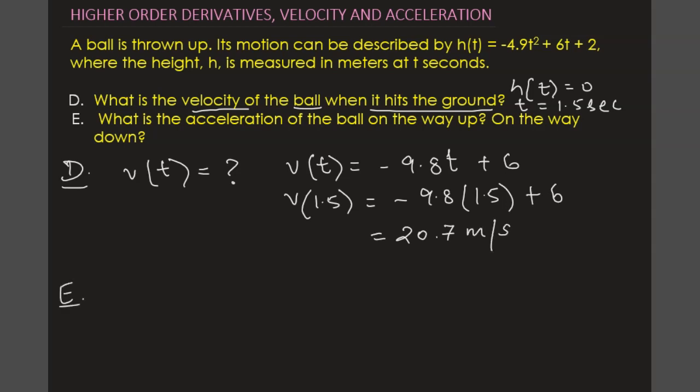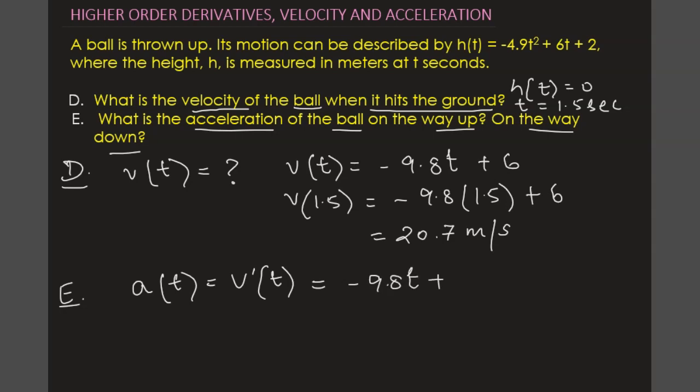Next we move on to part E. Part E says, what is the acceleration of the ball on the way up and on the way down? For that we first need the acceleration. We all know that acceleration is nothing but the derivative of velocity. Our velocity equation is negative 9.8t plus 6. We find the derivative of this, and we get negative 9.8. This is our acceleration. The unit for acceleration, from the previous example, is meters per second squared.